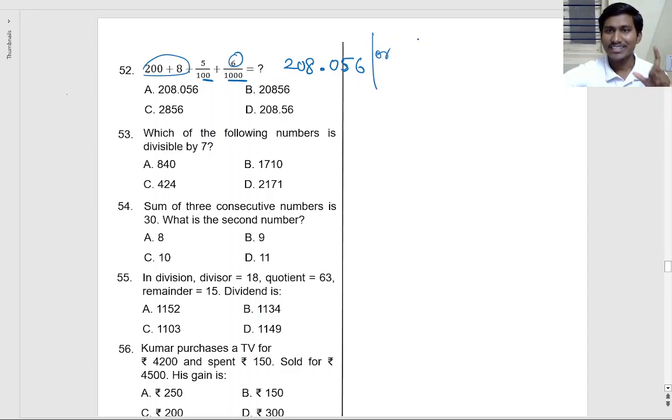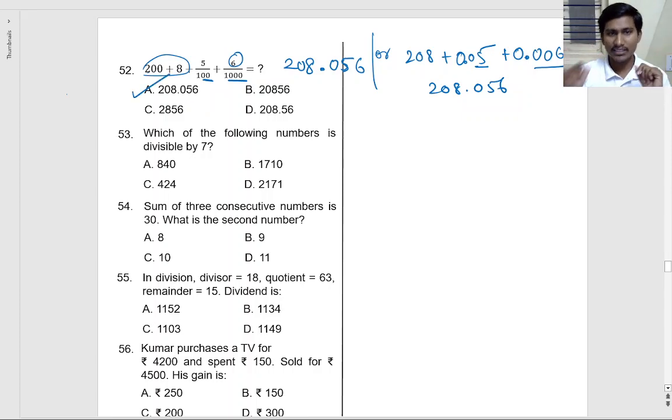Okay, so 208 plus 5 by 100 means how much? 0.05, that is 2 zeros, so 2 decimal places will come. Plus 6 by 1000, 3 zeros means 3 decimal places, 0.006. So if you add, you will get the same answer, that is 208.056. Which option is it? Option A is the answer.